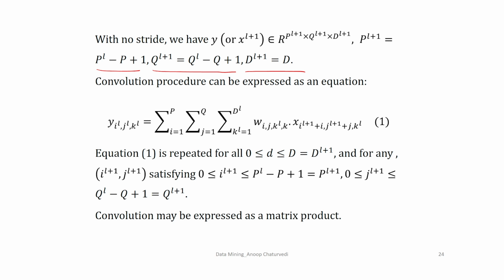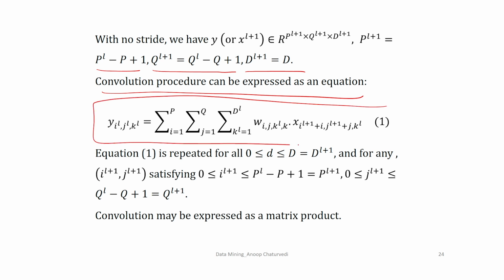And once we apply the convolution procedure, then this is your output of the convolution procedure. And then this equation is repeated for all d lying between 0 to d_l plus 1, and for any i_(l+1), j_(l+1) satisfying these conditions. Means i_(l+1) lying between 0 to P_(l+1) and j_(l+1) lying between 0 to Q_(l+1).